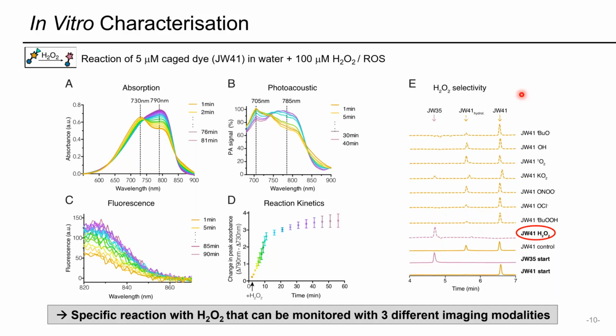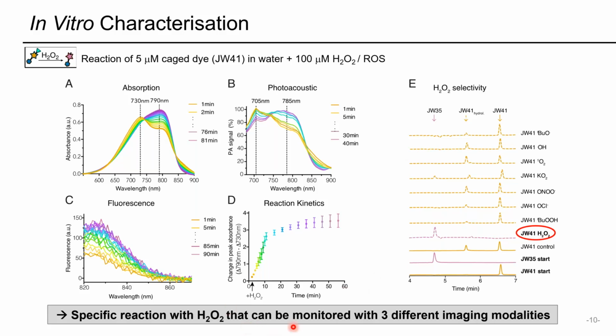So we further wanted to see if the reaction is selective for hydrogen peroxide, meaning that this reaction is not caused by any other reactive oxygen species. So we incubated the dye as well with other reactive oxygen species. But as you can see here, the starting peak only gets converted into the product peak with hydrogen peroxide and not with any other reactive oxygen species we have tested. So to summarize, we can say that we have synthesized a contrast agent that is specific to the reaction with hydrogen peroxide and can be monitored with three different imaging modalities.